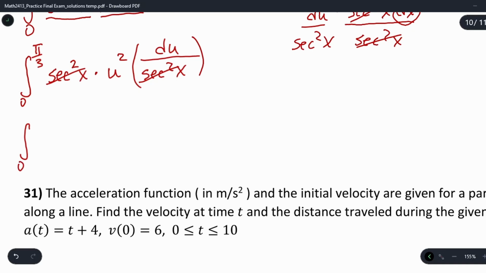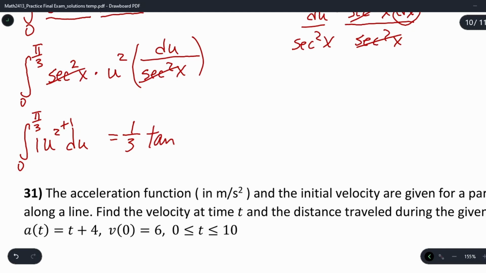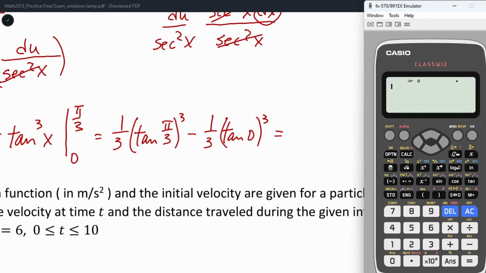Now, rewriting the integral from 0 to pi over 3, this is simply u squared du. The antiderivative of u squared, if we add 1, gives us a u cubed, and then divide the coefficient by the new exponent, giving us a third. And then we can replace u with what it's equal to. And u was just tangent x. So this is going to be tangent cubed x, and then evaluated from 0 to pi over 3. That's going to give us 1/3 tangent of pi over 3. I'm going to write it like this: quantity cubed minus 1/3 tangent of 0 quantity cubed. And then we can simplify this expression using the Casio.